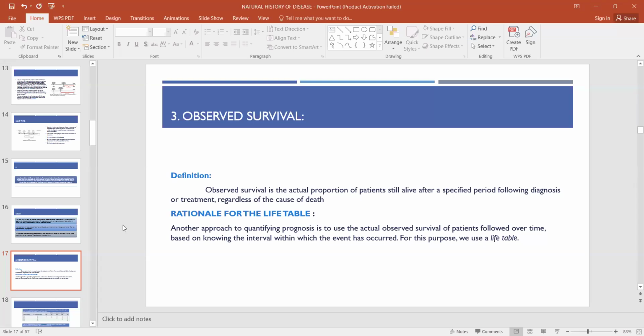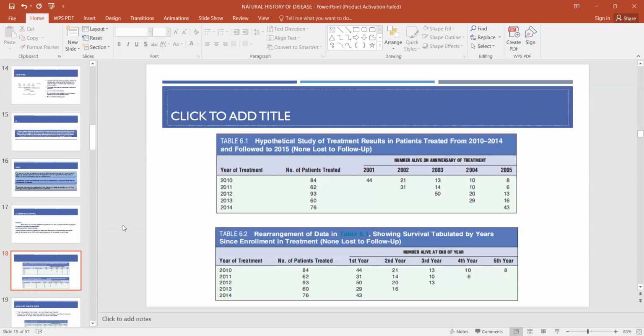Now, the rationale for the life table. Another approach to quantify prognosis is to use the actual observed survival of the patients followed over time, based on knowing the interval within which the event has occurred. For this purpose, we use a life table. This is a life table of a hypothetical study of the treatment results in patients treated from 2010 to 2014 and followed to 2015.